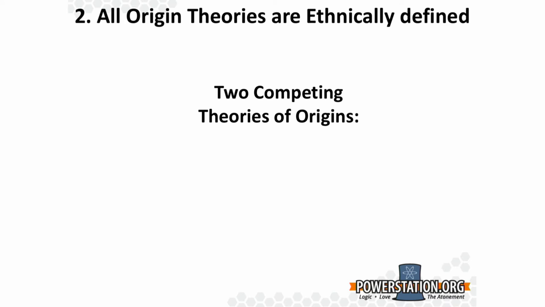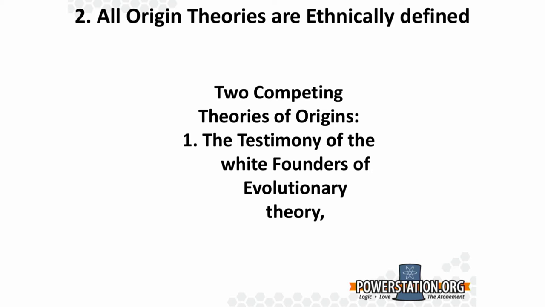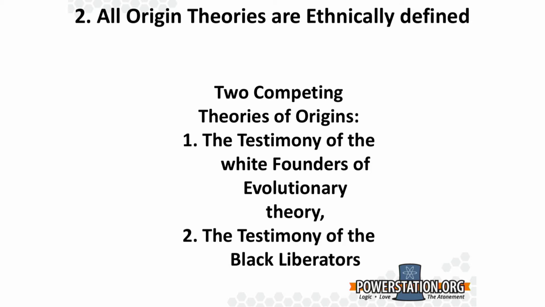We're not going to go over all of those nine today. We're just going to do basic assumption number two: origins are ethnically and racially defined questions. We have two competing theories of origins, and they're not just divided between creation and evolution. They're divided by race. Number one, we have the testimony of the white founders of evolutionary theory. And number two, we have the testimony of the black liberators.